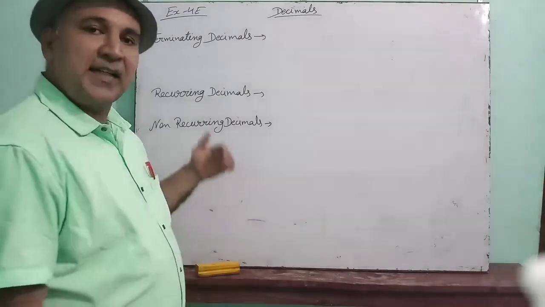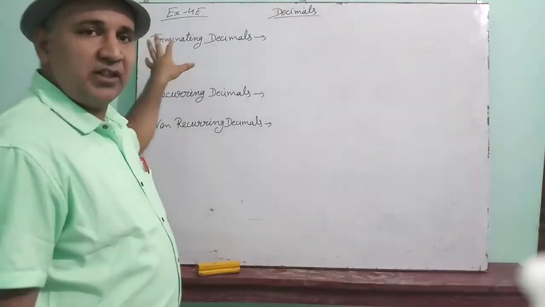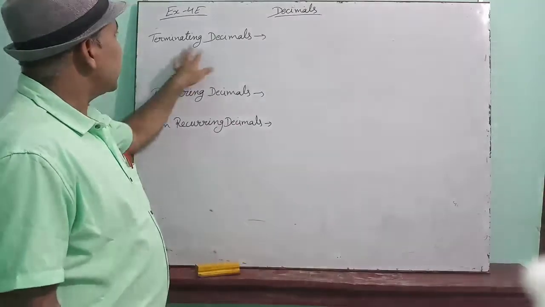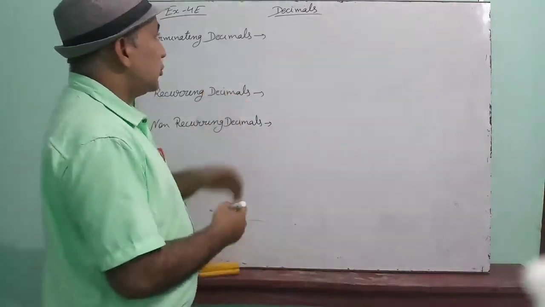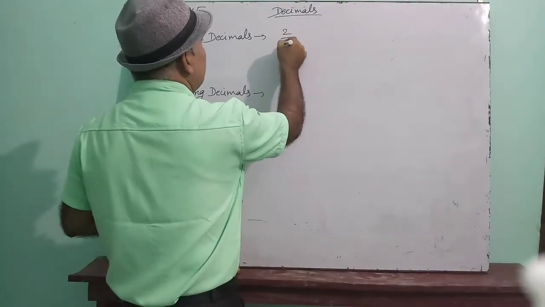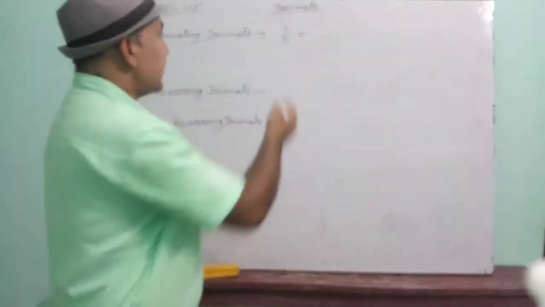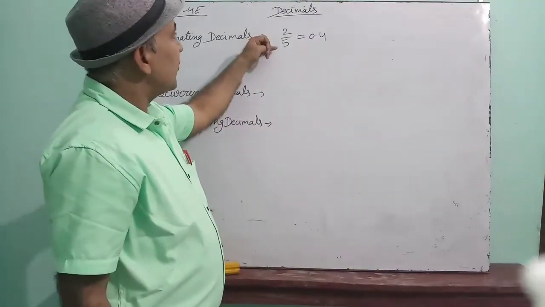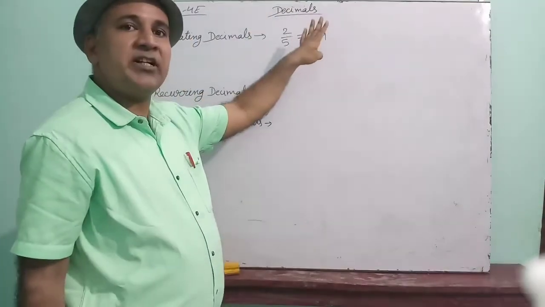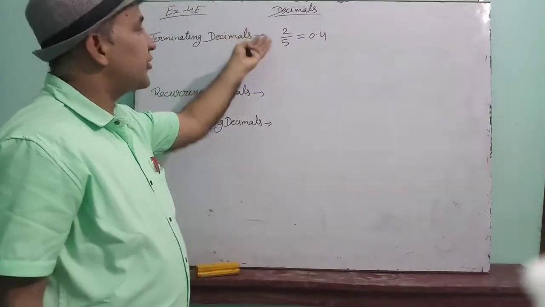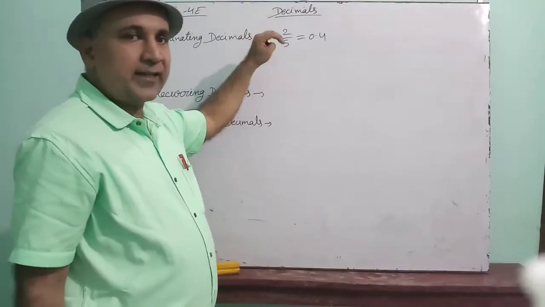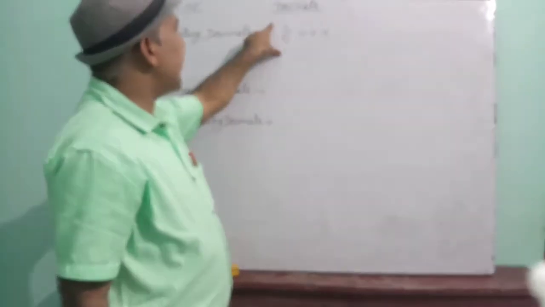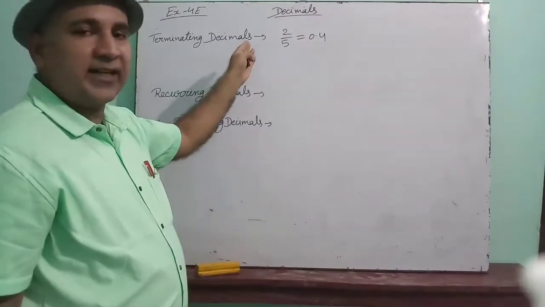Okay children, now we will see the next exercise 4E, in which we will study terminating decimals, recurring decimals and non-recurring decimals. Terminating decimals means those numbers which can be converted into decimals. Just like 2 upon 5, when you divide it, it will become 0.4. That means if a fraction can be converted into decimal, then that number is called a terminating decimal.